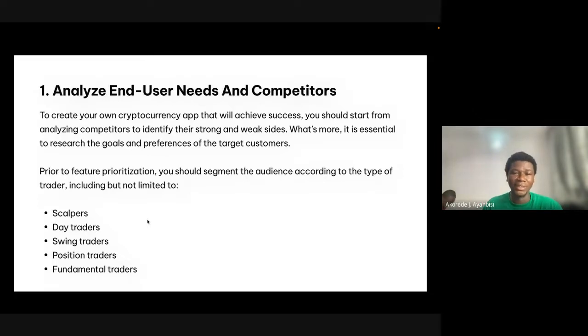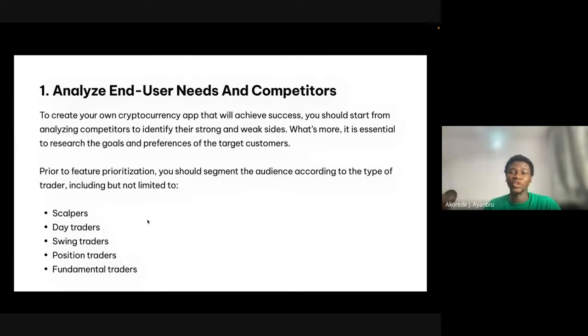Let's say a Binance, but the decentralized one. The reason why I'm using Binance is because I think we are all familiar with it, and we have a pictorial view of what it looks like. So to create your own cryptocurrency app that will achieve success, you should start by analyzing competitors to identify their strong and weak sides. What's more, it is essential to reach the goals and preferences of the target customers.